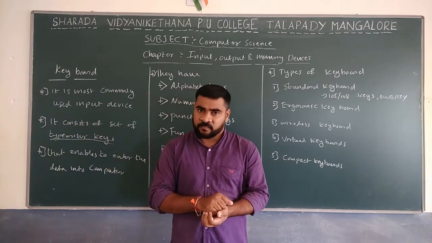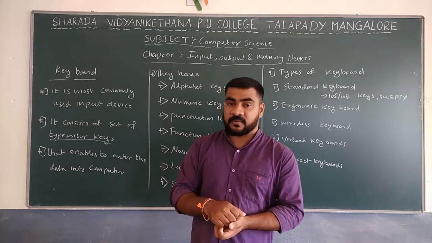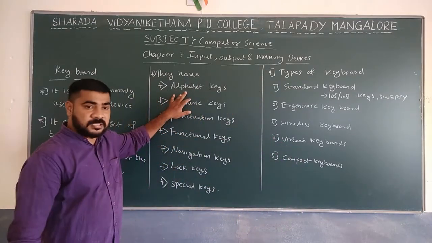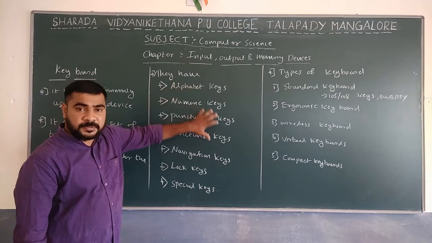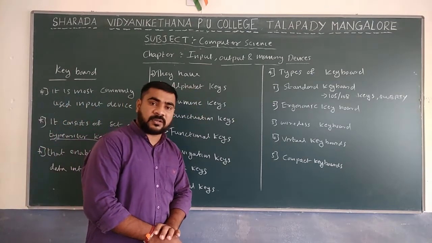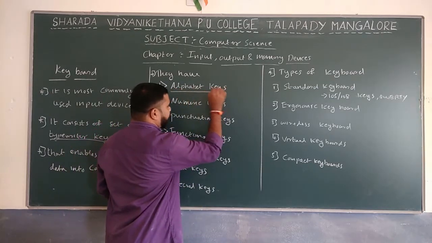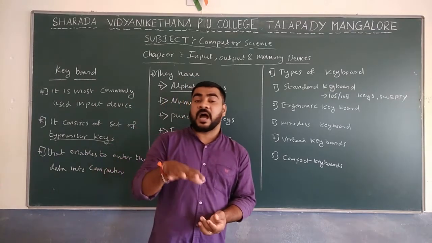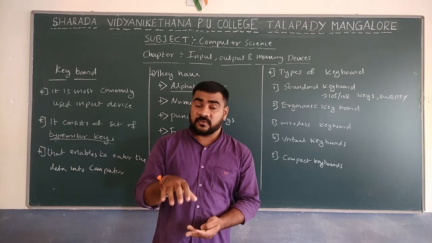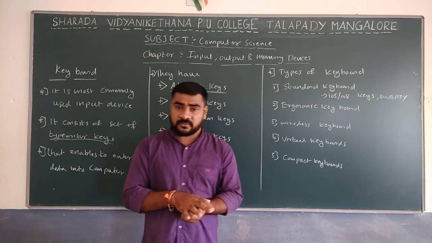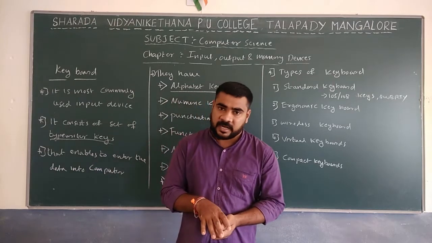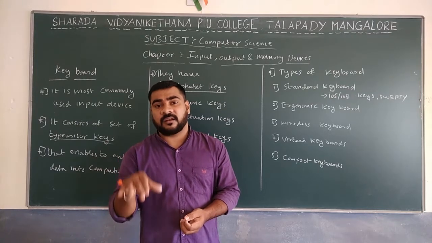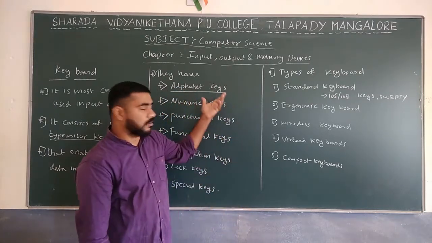Normally, any keyboard consists of different types of keys. The first one is alphabet keys. 26 alphabet keys are available in the keyboard. They are used to enter English characters, either uppercase or lowercase. We can feed the data by using the alphabet keys.